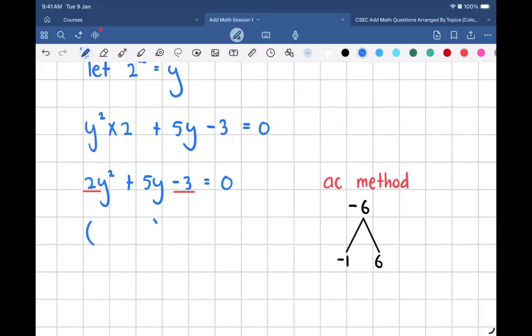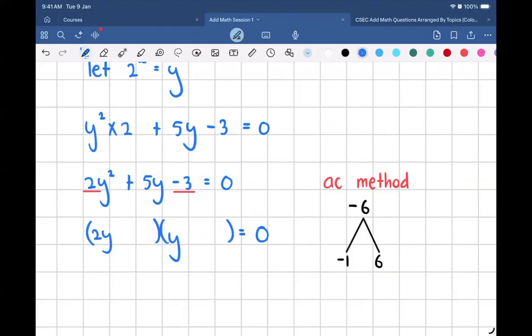There's one difference. In all the previous questions, the coefficient was 1, so it would just be x by x or y by y. In this one, we have 2y squared. So how would I get 2y squared? One would have to be 2y, the next one would have to be y. Now we need to figure out where we're going to put minus 1 and 6.